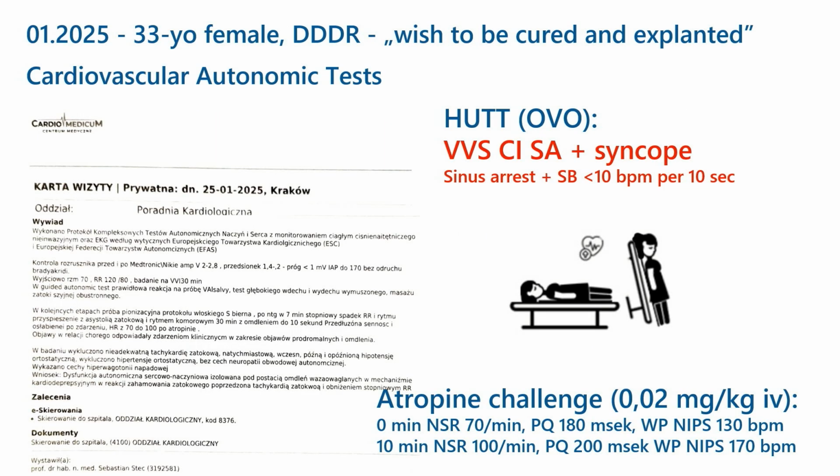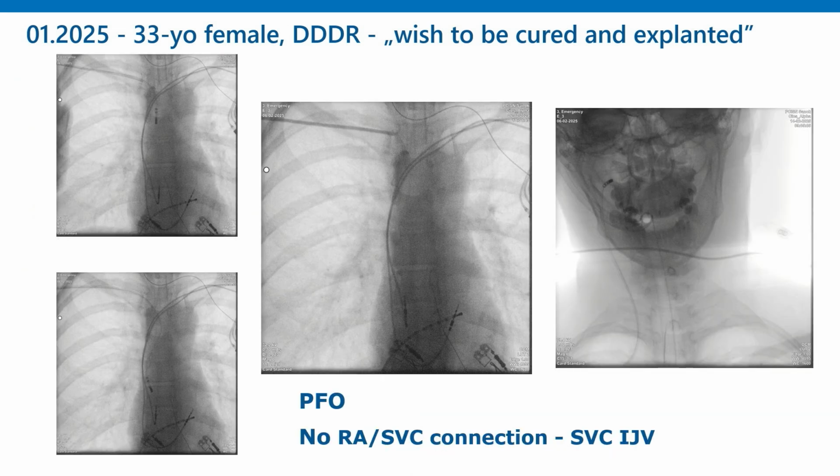So we decided to do a cardiovascular autonomic test with the pacemaker off, and we can see by this test that the patient has active disease: sinus arrest plus sinus bradycardia prolonged for 10 seconds. We gave her atropine, and you can see that before atropine she has 70 beats per minute, and after atropine there is a rise in sinus rate. But you can also use NIPS for validation of AV block, so you can use it.